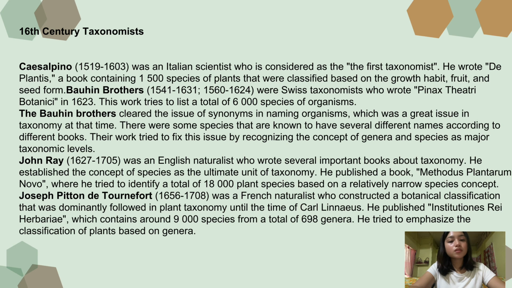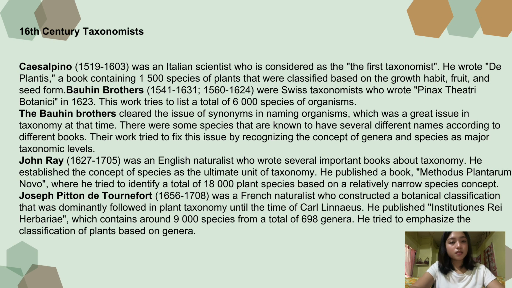In 1623, this work tries to list a total of 6,000 species of organisms. The Bauhin brothers cleared the issue of synonyms and naming organisms, which was a great issue in taxonomy at the time, as some species are known to have several different names according to different books. Their work tried to fix this issue by recognizing the concept of genus and species as major taxonomic levels.